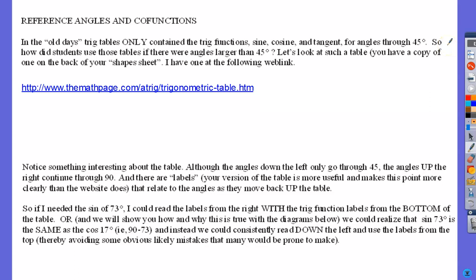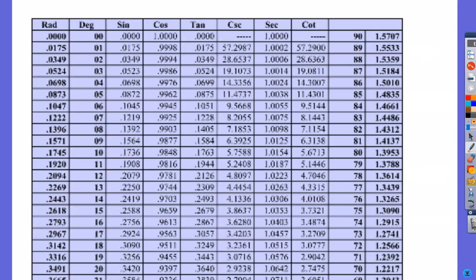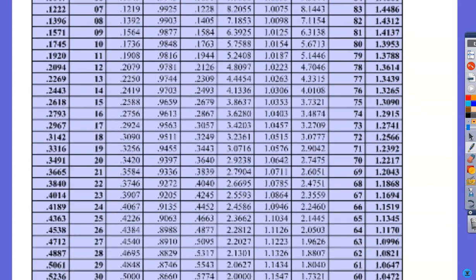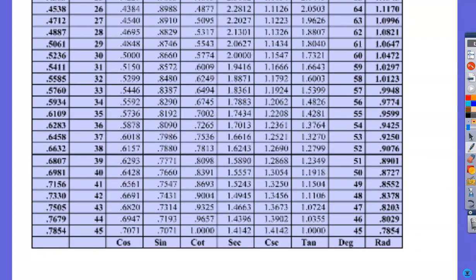So how did students use those if we had angles that were bigger than 45 degrees? For example, here's what the trig table looks like. Now, they didn't have these degrees written here, but we'll talk about that in a second. If I wanted to find the sine at 5 degrees, I would do sine of 5 degrees. Then I could do cos and tan, and I could do the reciprocals. But this chart would only go up to 45.